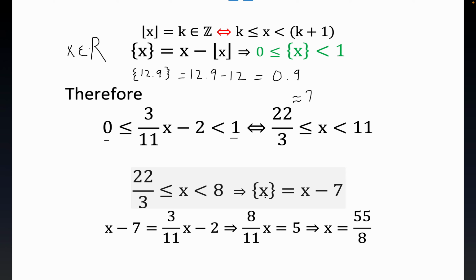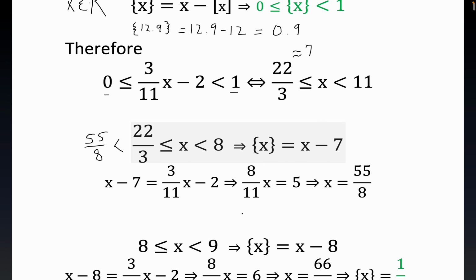Now, that means the fractional part would be equal to x minus 7, because the floor of any number between 22 over 3 and 8 has to be 7. But notice what happens when we actually set x minus 7 equal to this. We get 55 over 8, but 55 over 8 is less. It's not in this interval is what I'm trying to say. 55 over 8 is just a little bit less than 7, because 7 times 8 is 56. So 55 over 8 can't be a solution since it's not even in the interval to begin with. So there's no solution in this interval. We'll write down no solution.